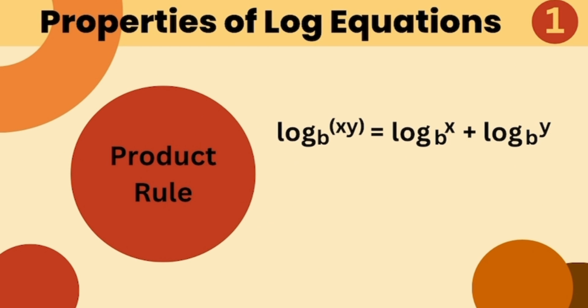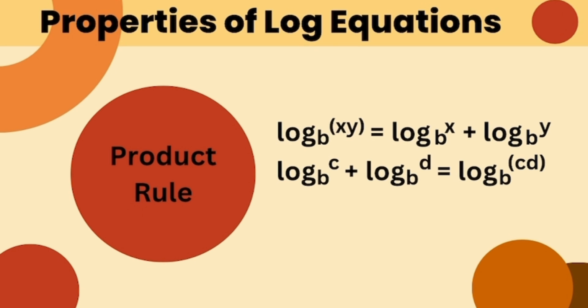What the product rule is basically stating is that any number that is multiplying inside of the argument of a log-based equation can be divided into two separate log-based equations that are going to be adding with each other. And you can switch back and forth between these two. You don't have to do one or the other. As you can see with this example, log base b of c plus log base b of d is equal to log base b of c times d.